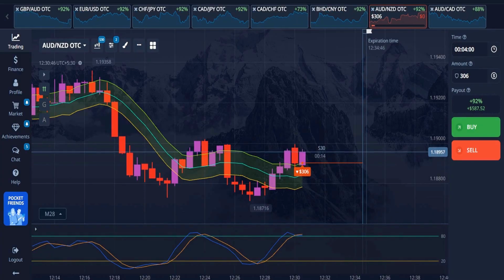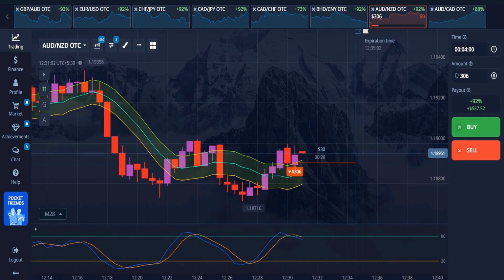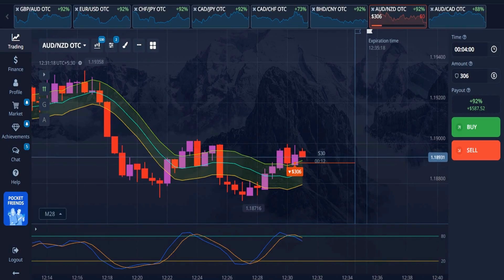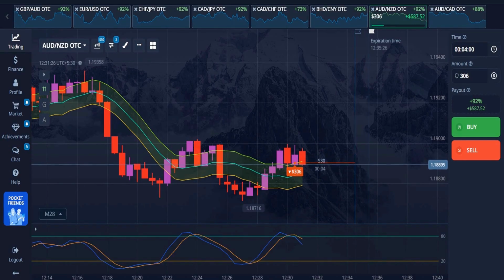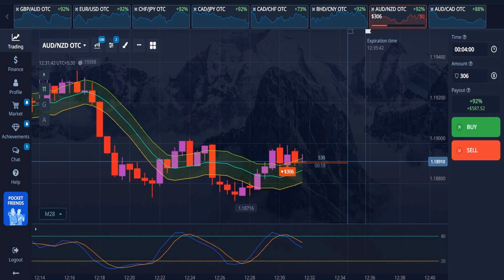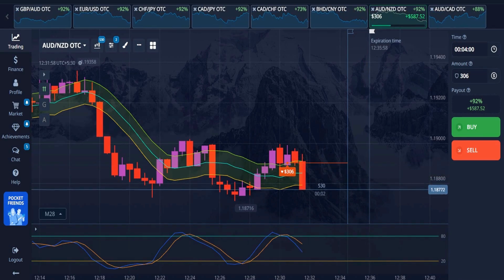First, as you can see on the chart, the price touched the upper line of the Envelopes indicator and even went slightly above it. That's our first signal that the market might reverse. Then I checked the stochastic oscillator. Look closely. The %K and %D lines crossed each other at the top, which usually indicates a possible downward move.